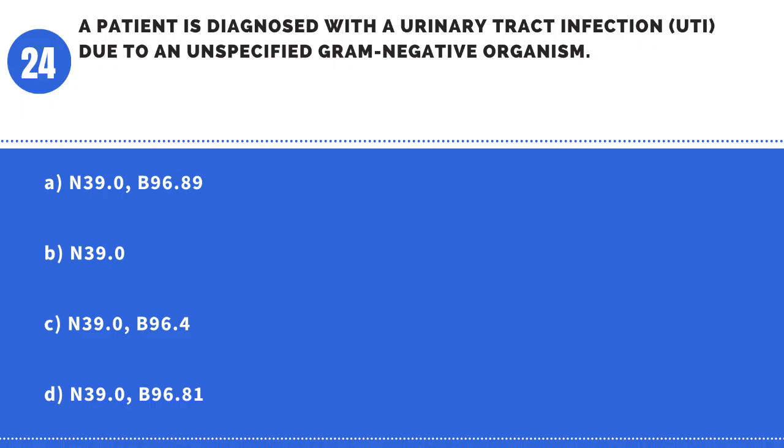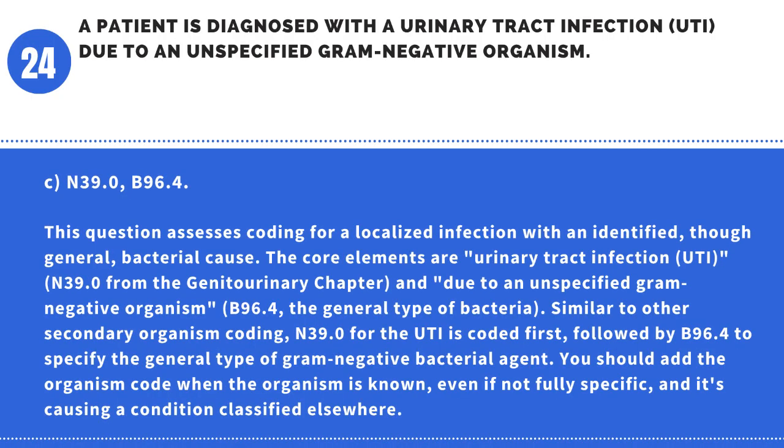Question 24. A patient is diagnosed with a urinary tract infection, UTI, due to an unspecified gram-negative organism. A. N39.0. B96.89. B. N39.0. C. N39.0. B96.4. D. N39.0. B96.81. Answer, C.